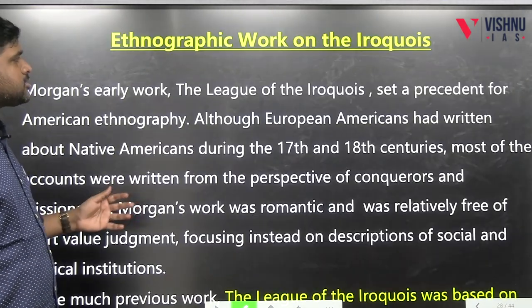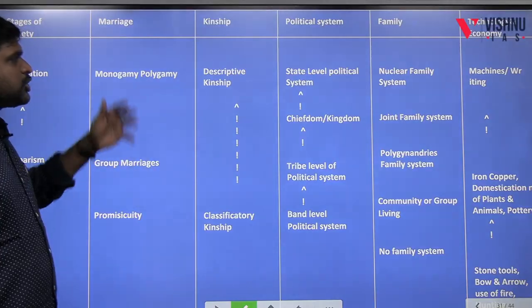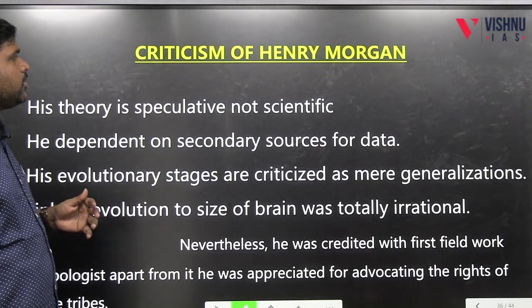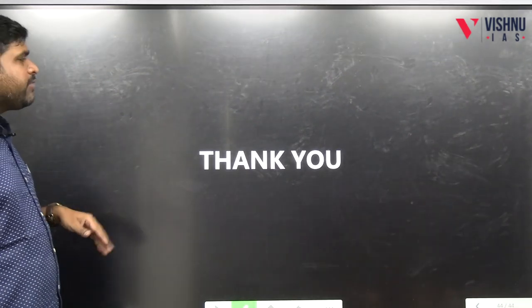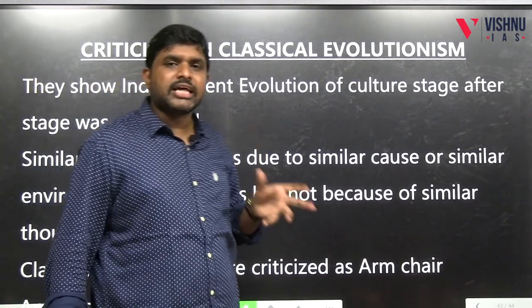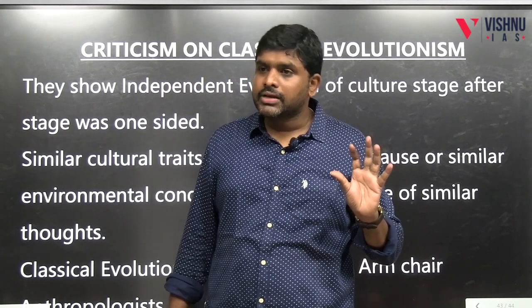The next topic is Henry Morgan. In detail, we will discuss the Iroquois Indians, then the stages of evolution. Some figures we will do. Then James Frazer, criticism, then criticism on the complete school. Then previous year's questions I will take on complete classical evolutionism. And tomorrow I will complete classical evolutionism.